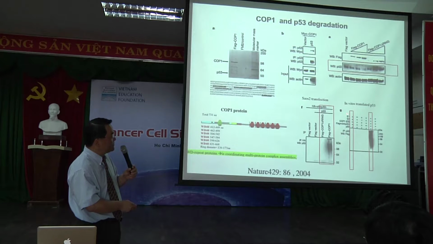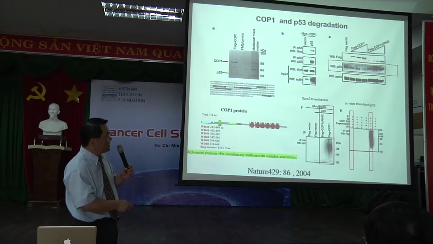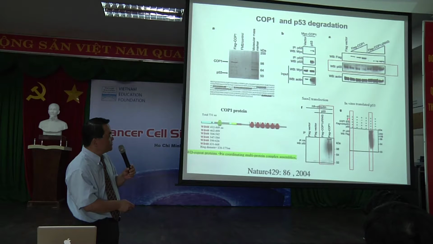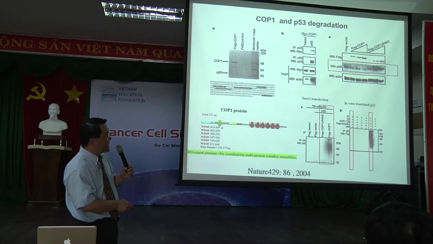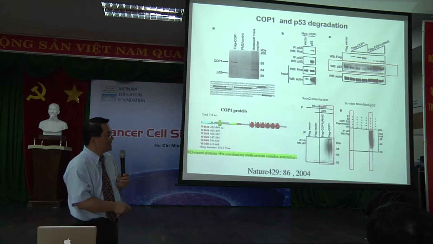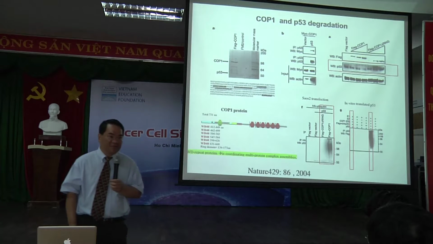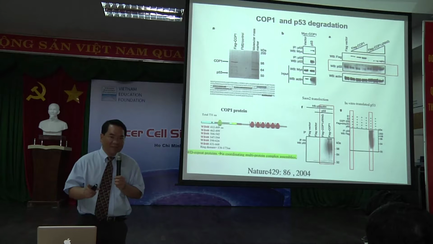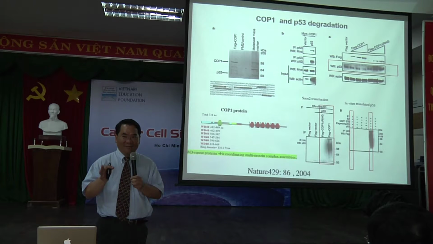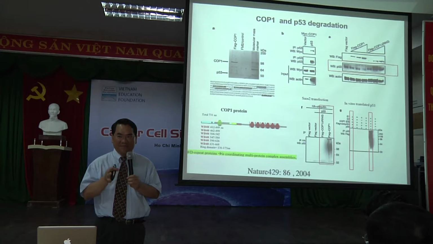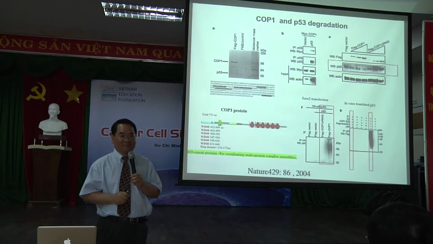In vitro ubiquitination was done here again. You add E1, E2, but without E3 ligase. You have ubiquitin there, you have P53 there. Nothing happened. But when you add COP1 as an E3 ligase, now everything shows up. You see the smear of the P53 ubiquitination, indicating that COP1 is responsible for P53 ubiquitination.